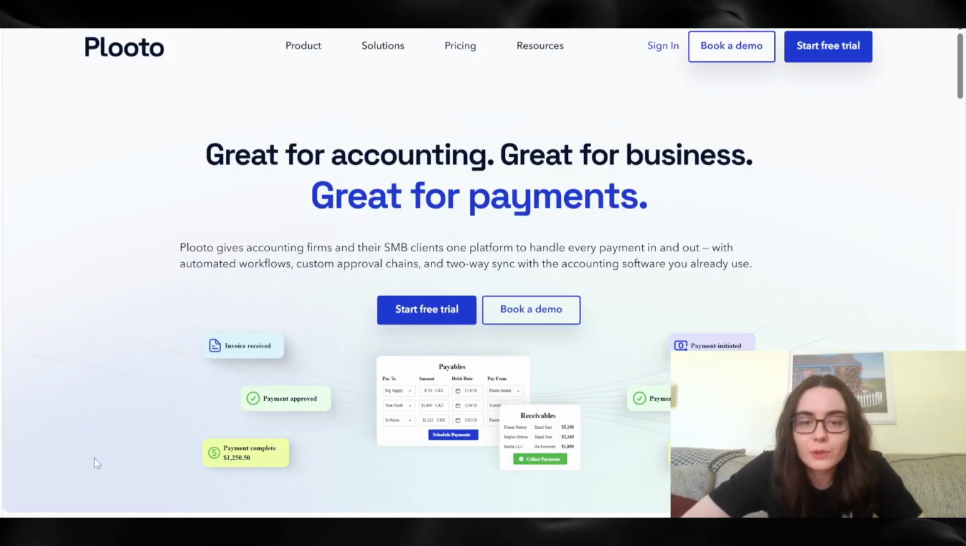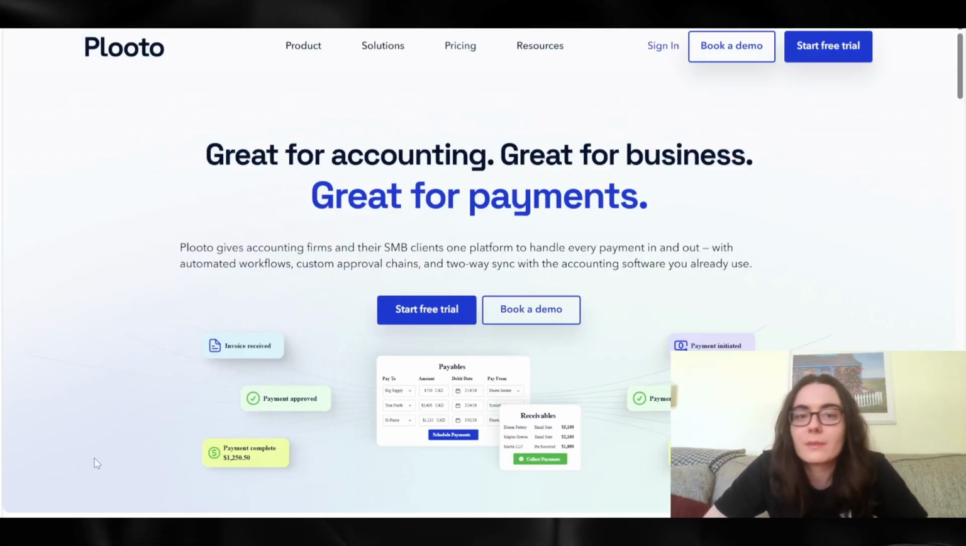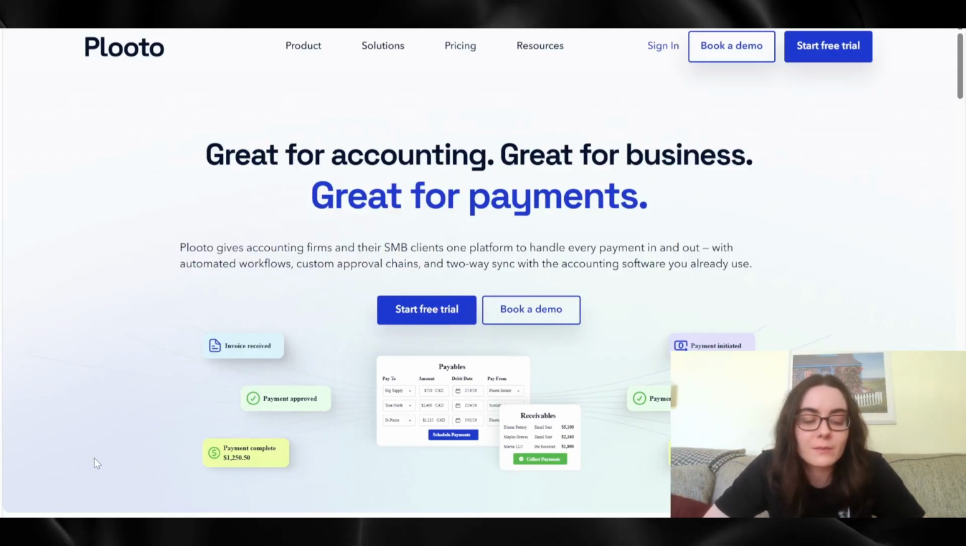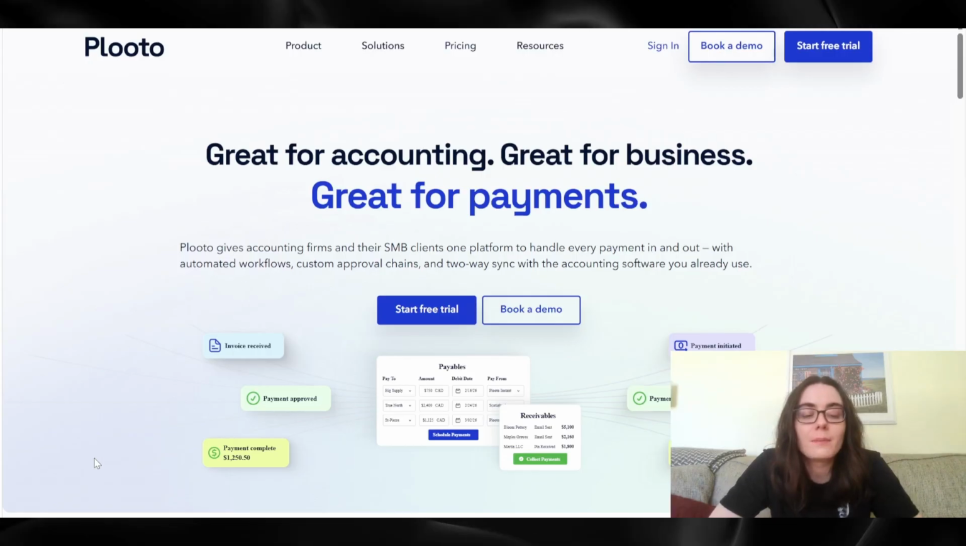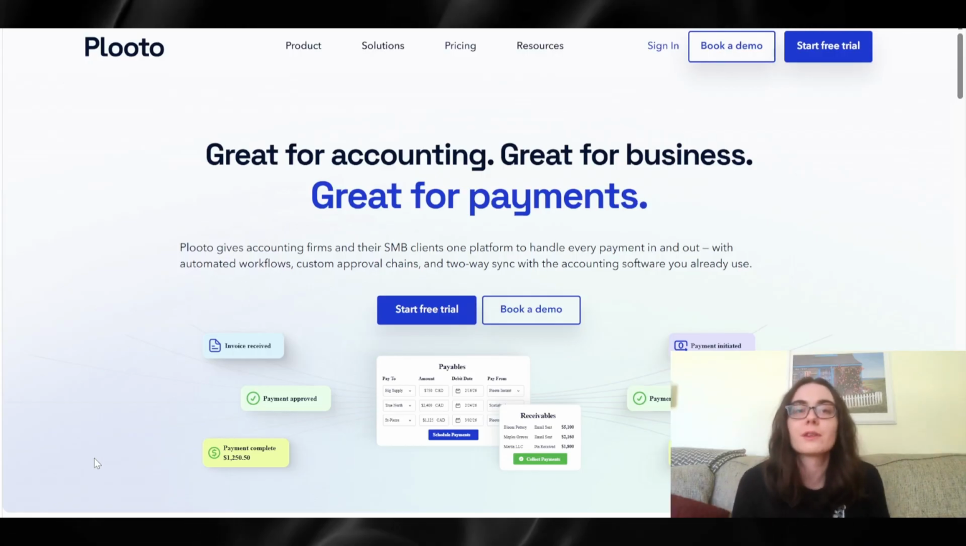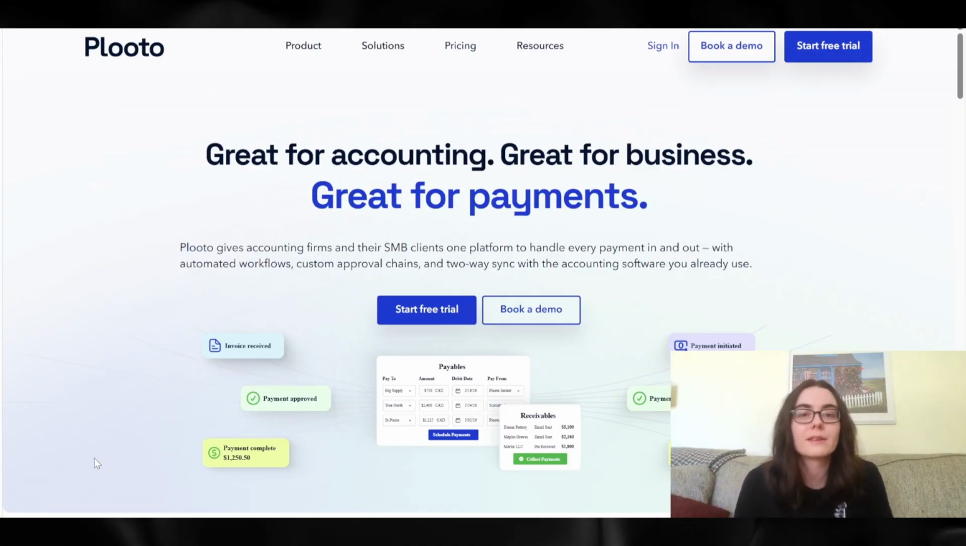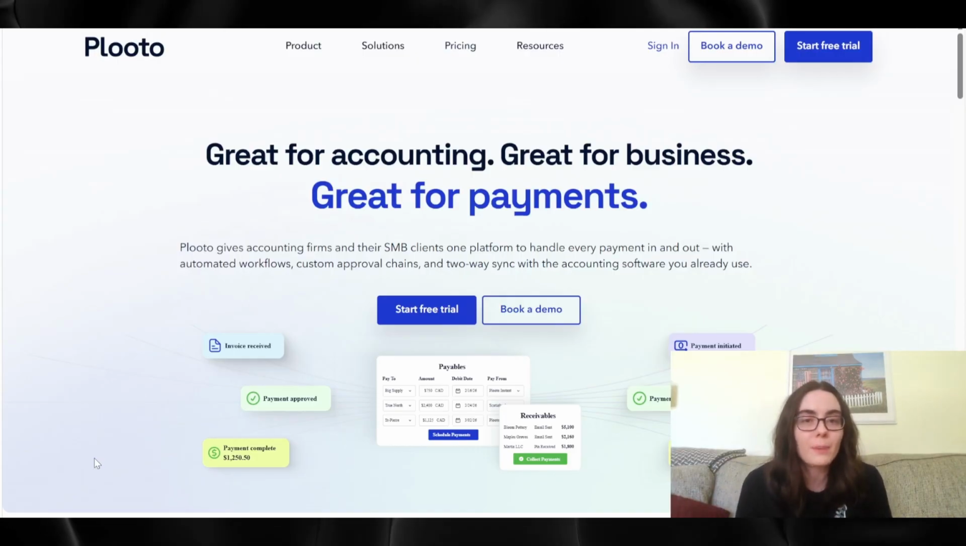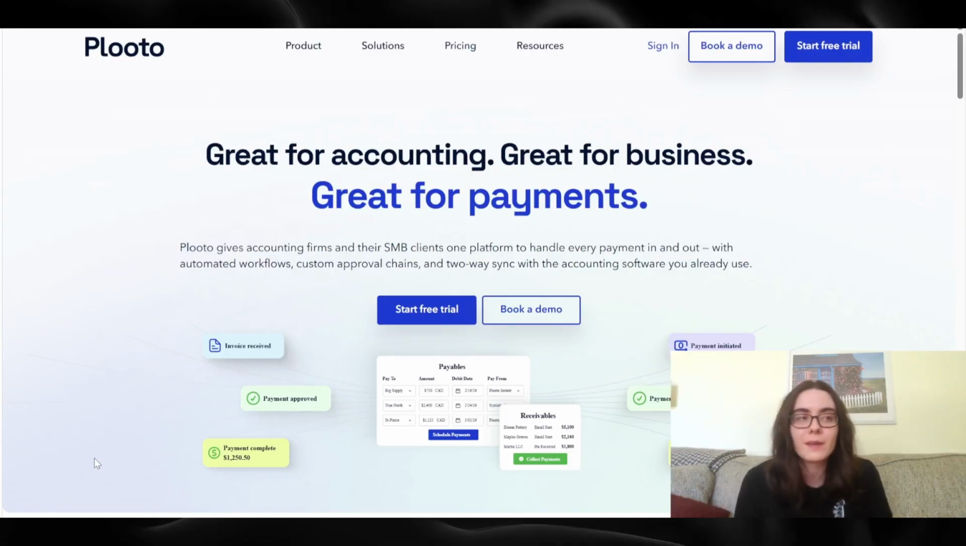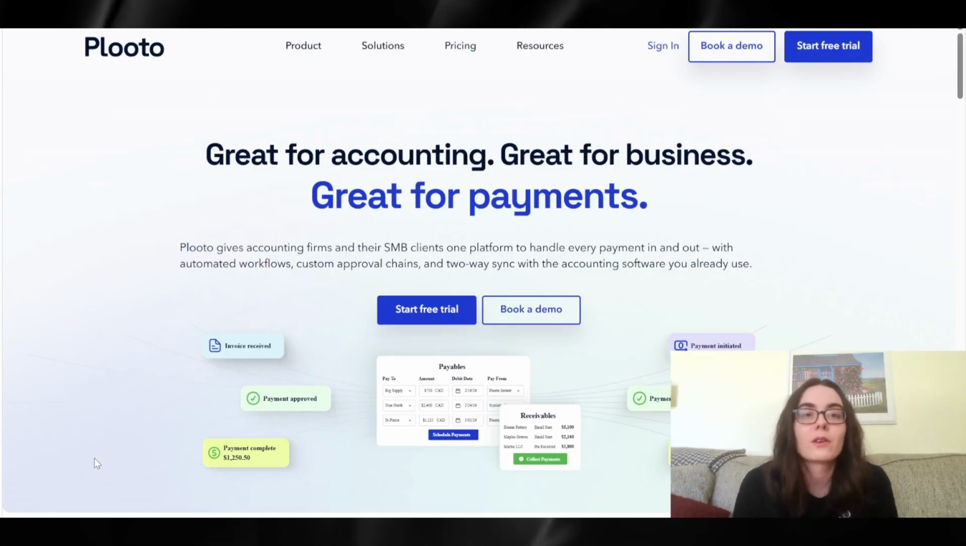I wanted to include Pluto here, even though it's probably not going to be suitable for most businesses affected by this Google Ads change. Pluto is pretty similar to Melio and Nickel. It has a lot of solutions on both the AP and AR sides. Really good for payments, that's its main strength. And it does have that credit card workaround.